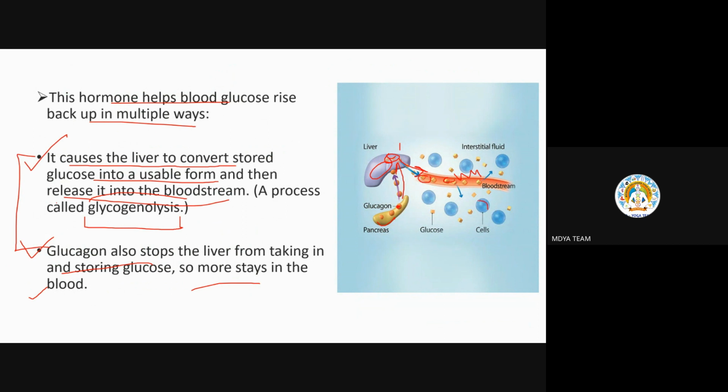These cells are also there. These are normal cells, and this is the bloodstream. The main function of glucagon is this. And I hope this is very clear to you all.